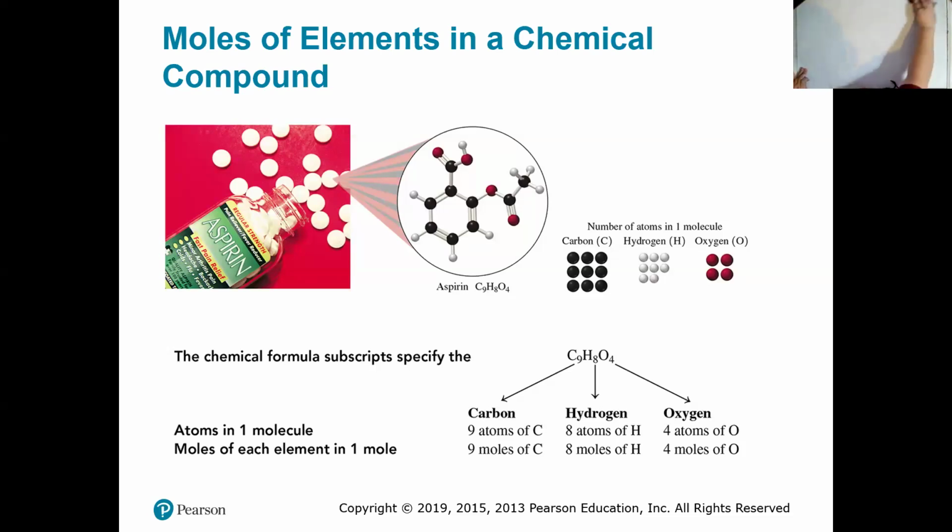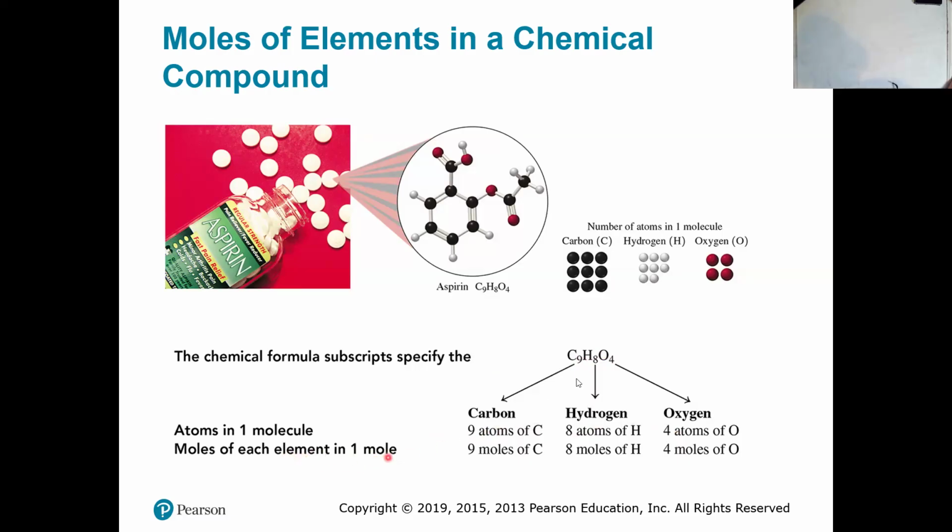When you have a chemical formula, like they give us the formula for aspirin here, you're seeing that one molecule of aspirin, which is C9H8O4, or 1 mole of aspirin, is going to have 9 carbon atoms, 8 hydrogen atoms, and 4 oxygen atoms. So if we have 1 molecule of aspirin, these are our number of atoms for each of those things.